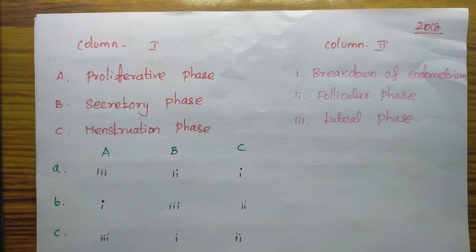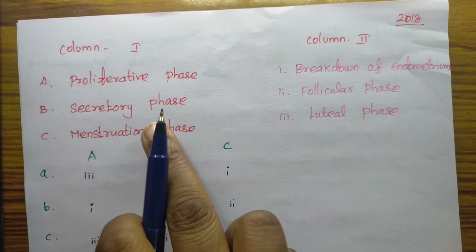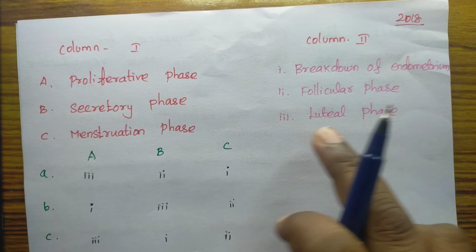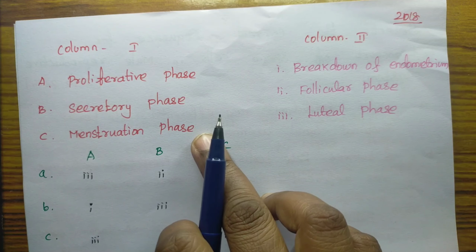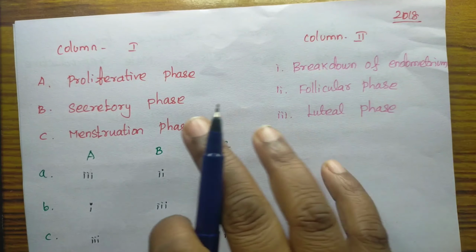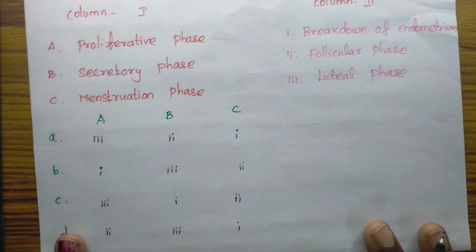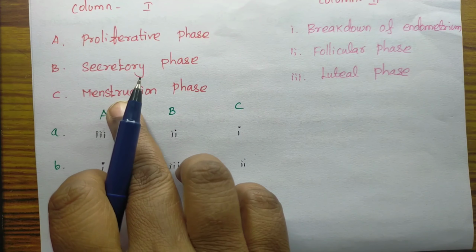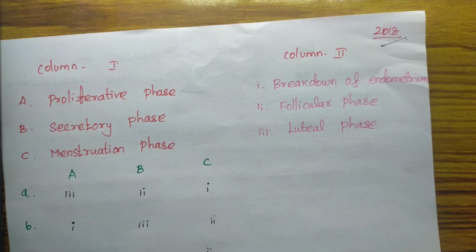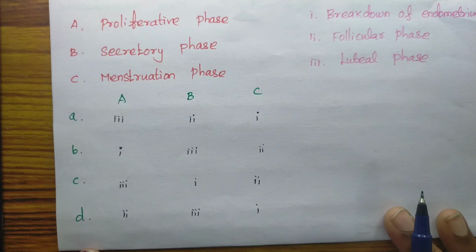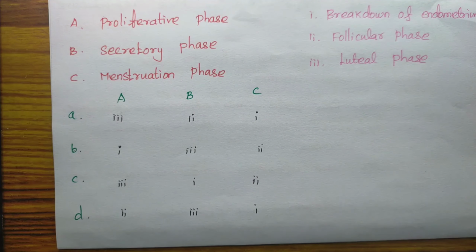Today we'll go with another question from the menstrual cycle topic. Here you have to match column 1 with column 2, where you can find the proliferative phase, secretory phase and menstruation phase and the events of these phases. This question was asked in 2018 NEET. Now we'll go with the discussion session.